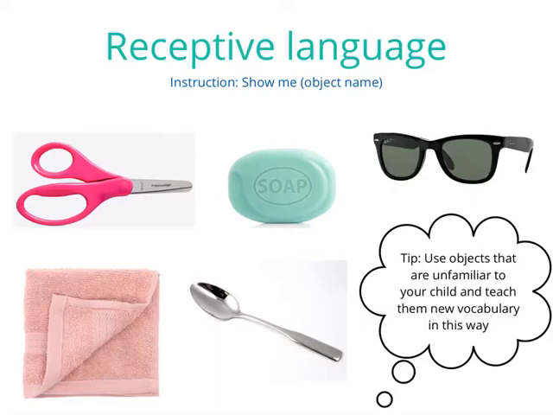Once you have identified the objects, you can simply start off by saying, "Show me the scissor. Show me the spoon. Where is the sunglasses? Can you put your finger on the bar of soap? Can you give me the washcloth?" Once your child is able to identify all the objects that you have targeted, you can swap them out for new objects, or maybe try out some unfamiliar objects and teach your child new vocabulary.